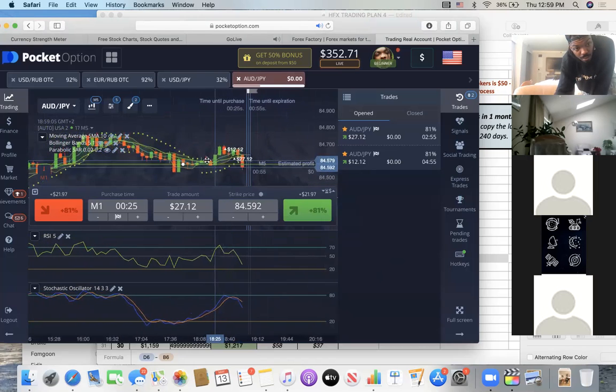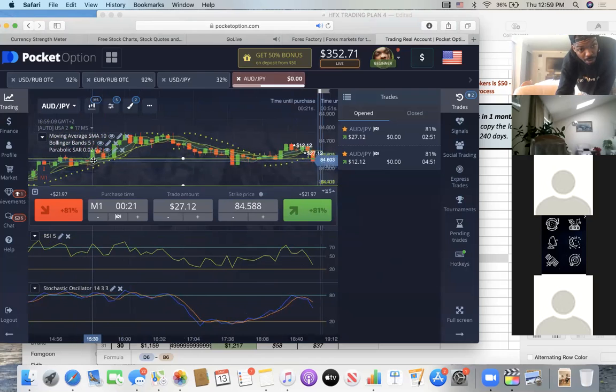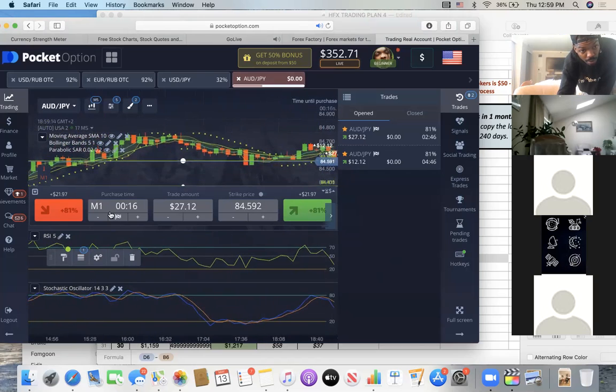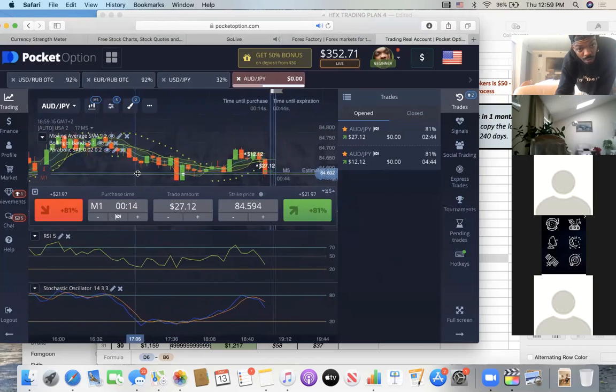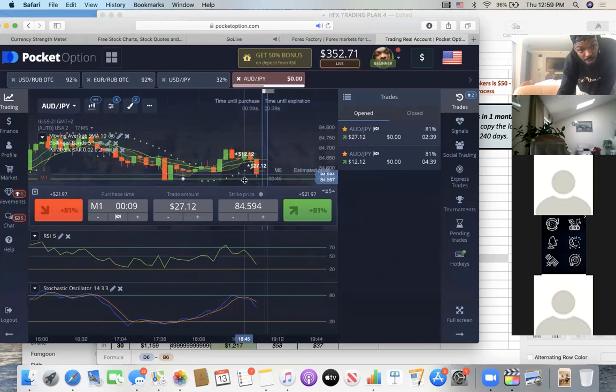Where is it going to? Oh, snap. Y'all see that big green 60 second candle, baby? In and out with the bag. Boom, red candle right there. Let's go, baby. Let's go, let's go, let's go. Dang, look at it. It rejected right off that.